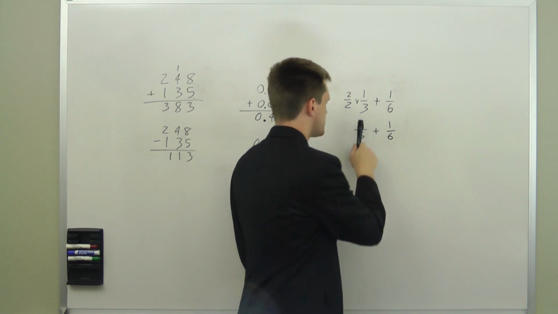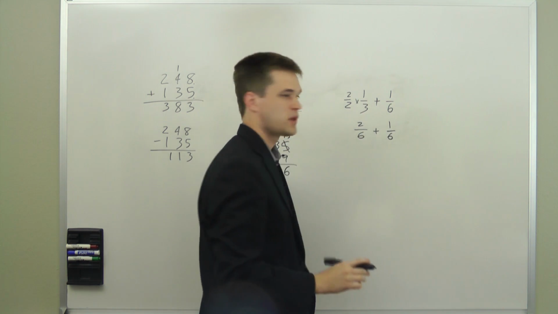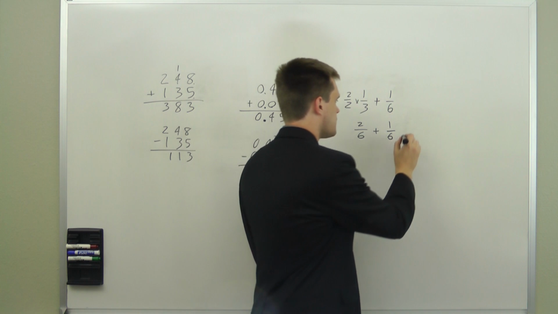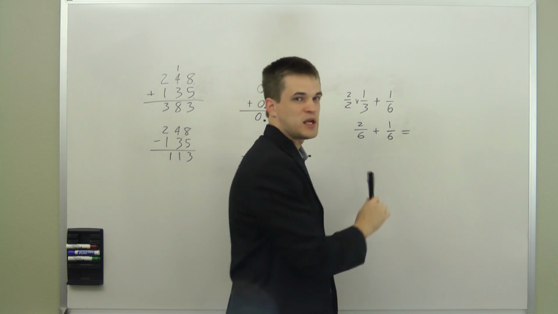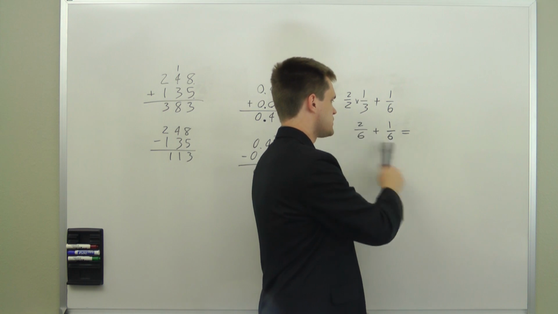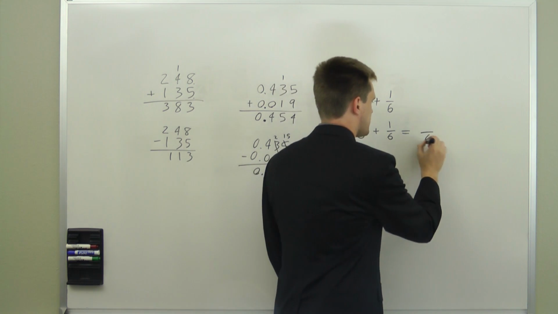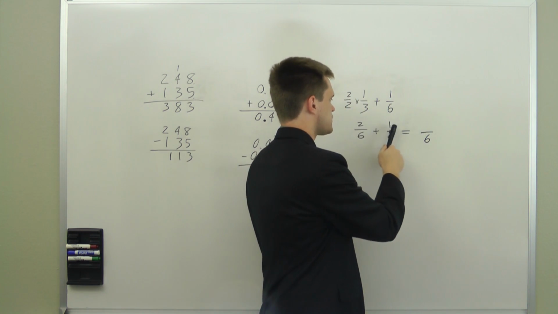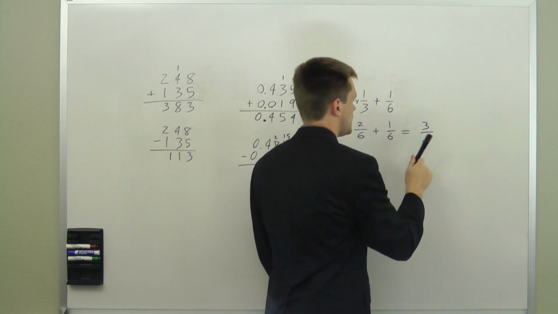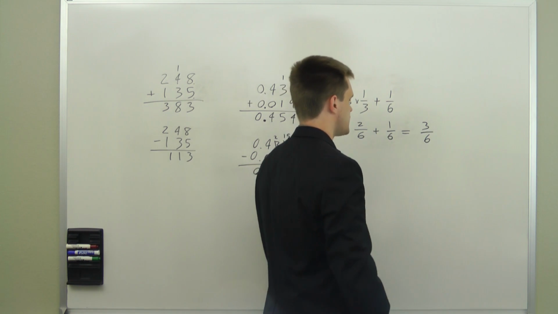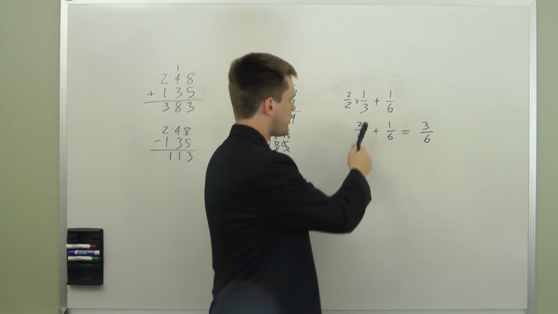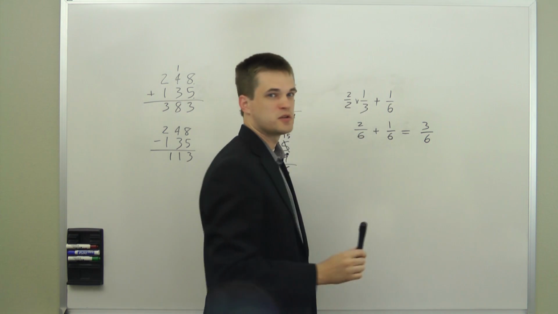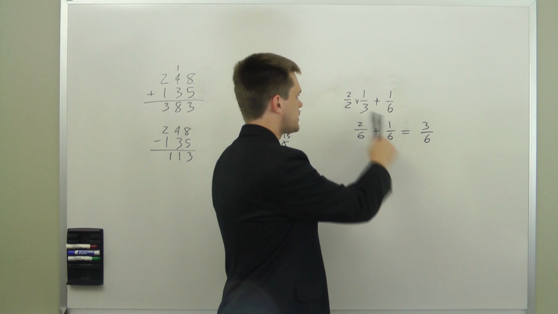And so now what we have is 2 over 6 plus 1 over 6. Now that the denominators are the same, all we have to do is add the numerators together, and then we retain the same denominator as both of the fractions. So we have a 6 in the denominator, and 2 plus 1 is equal to 3. And so we have 3 over 6. So that's addition.